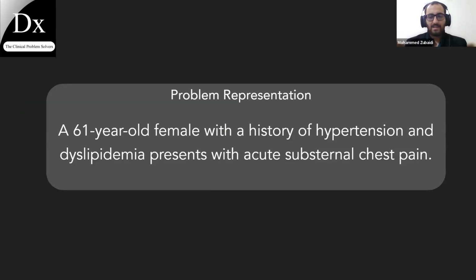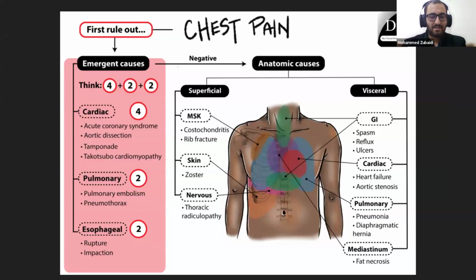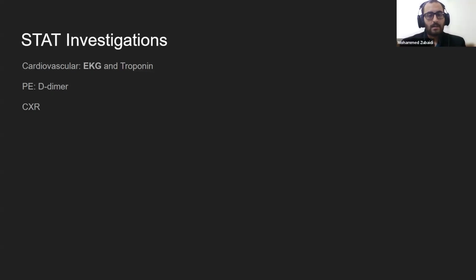So with that history, we have the famous 4+2+2 schema in chest pain, where we want to prioritize life-threatening causes, including but not restricted to acute coronary syndrome, pulmonary embolism, and also aortic dissection, along with tamponade and takotsubo cardiomyopathy. This patient's previous cardiovascular risk factors make us really prioritize ACS and PE. So we sent the baseline tests for these conditions: EKG, troponin, D-dimer, and chest X-ray.